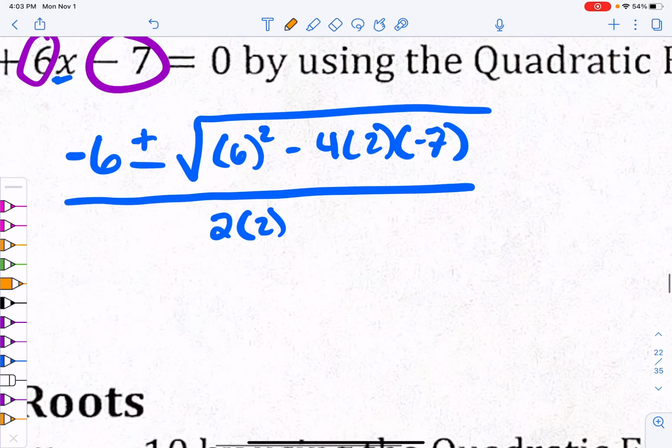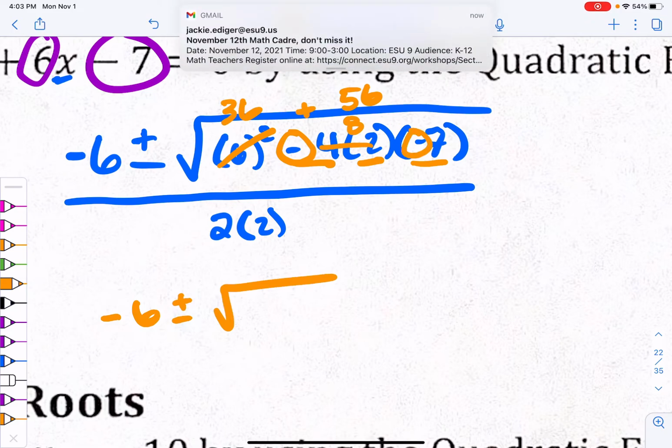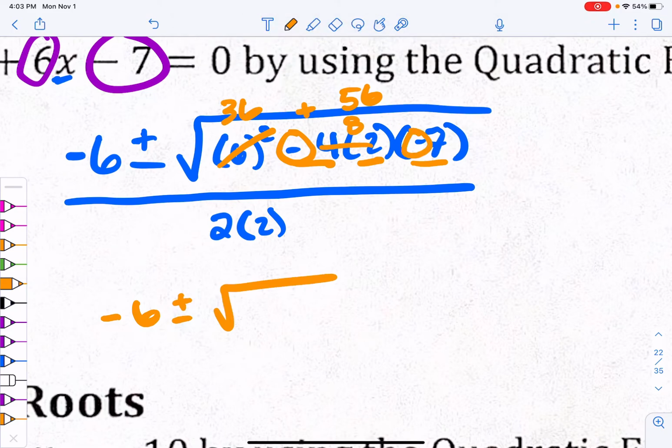Let's simplify some stuff. We've got negative 6. That stays, but then let's figure out what this is. 6 squared is 36. Negative 4 times 2 times negative 7. 4 times 2 is 8. 8 times 7 is 56, and it's going to be a positive 56 because we have two negatives. And so then we've got 36 plus 56, which is 92, all over 2 times 2 is 4, okay?